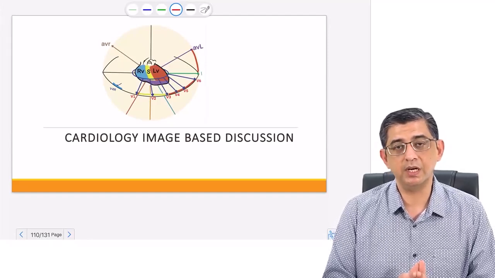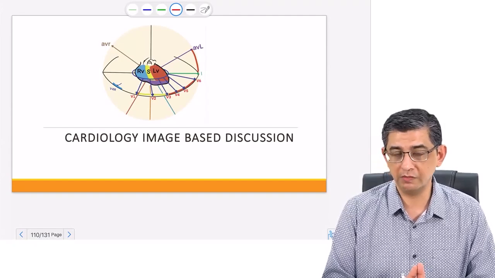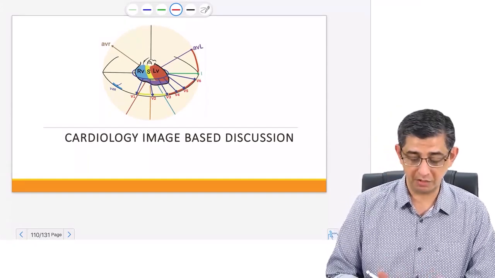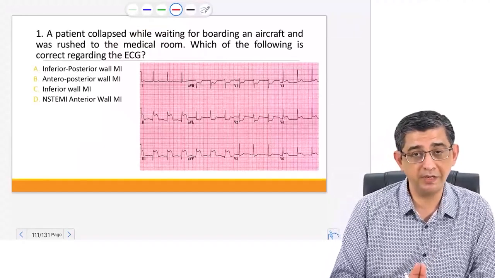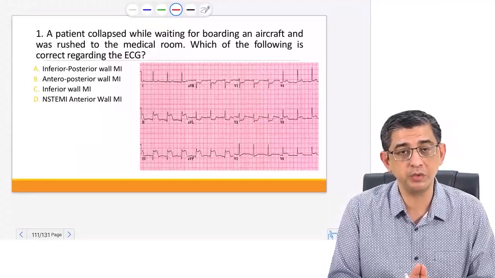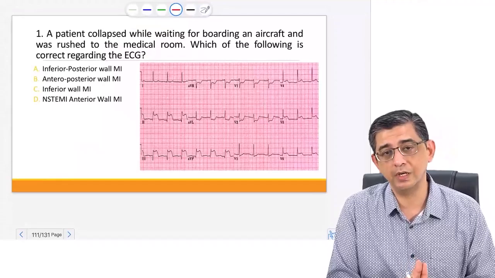I shall now be discussing cardiology image-based questions with you, and most of them are based on your ECG interpretation. Let's get started with the very first one. This talks about a patient who collapsed while waiting for boarding an aircraft and was rushed to the medical room. Which is correct regarding the ECG?